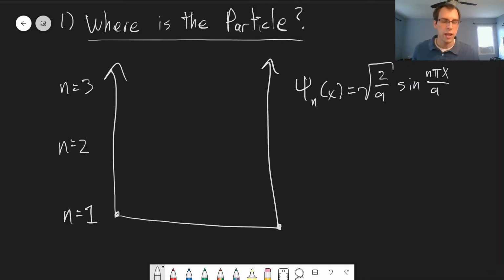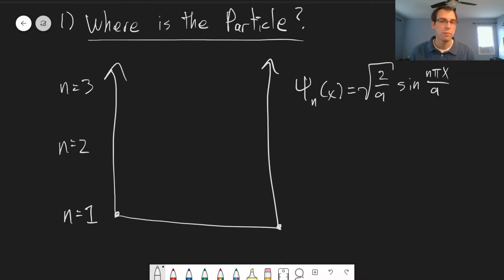In this video, we'll look at answering the question, where is the particle? And I thought before we started with that, it's useful to visualize what these wave functions look like, because it's the square of these wave functions that tell us where the particle is. So we have a set of wave functions here, right? It's not just a single function, there's a set of them with different values of n.